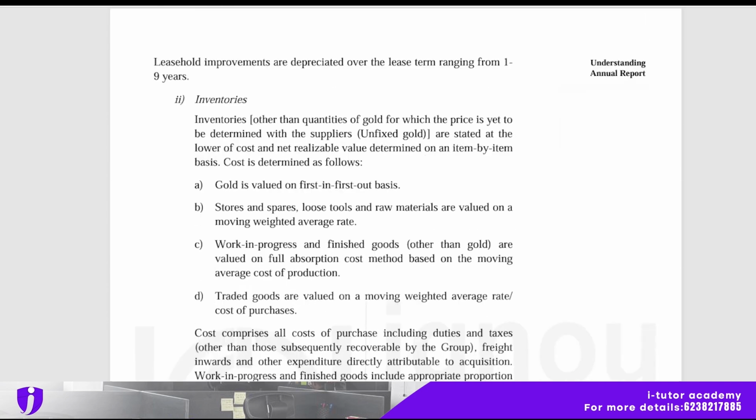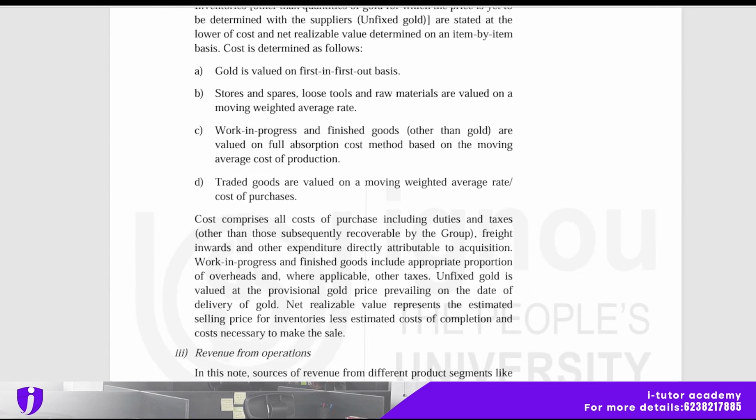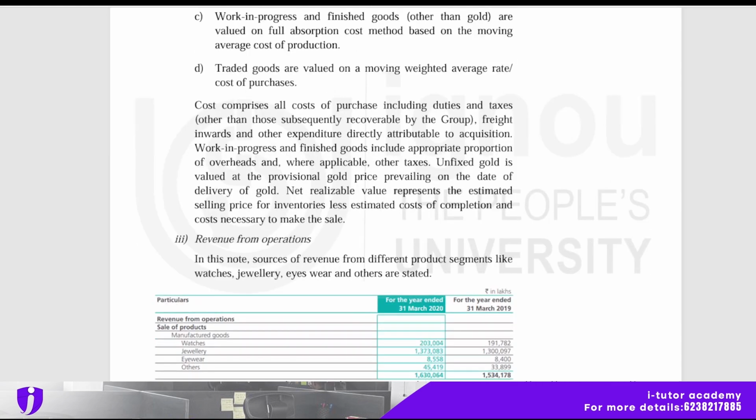And the inventories, other than quantities of gold for which the price is yet to be determined with the suppliers, are stated at the lower of cost and net realizable value determined on an item by item basis. Cost is determined as follows. Gold is valued on a first in first out basis. Stores and spares, loose tools and raw material are valued on a moving weighted average rate. Work in progress and finished goods other than gold are valued on full absorption cost method based on the moving average cost of production. Traded goods are valued on a moving weighted average rate or cost of purchase.